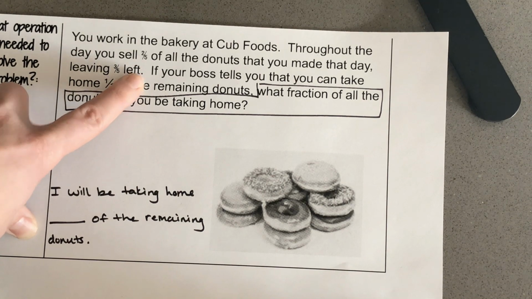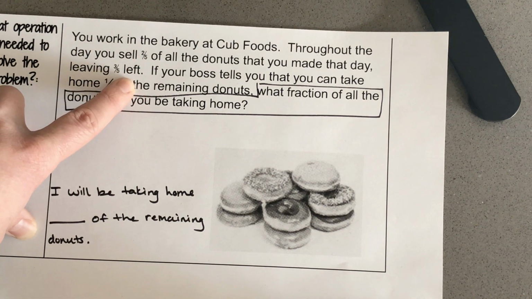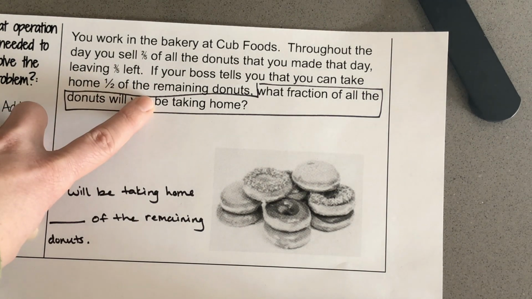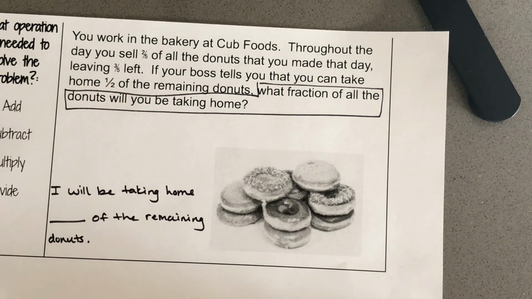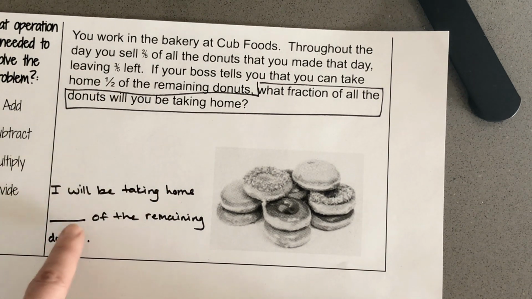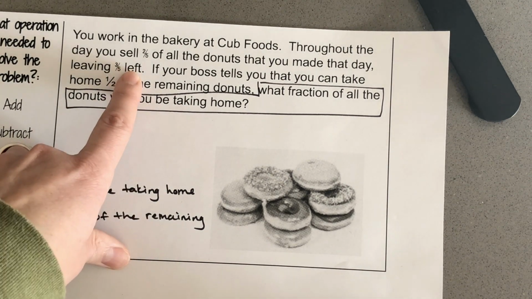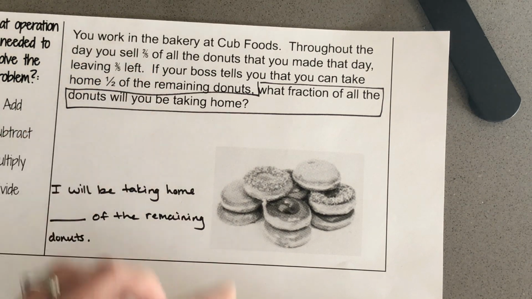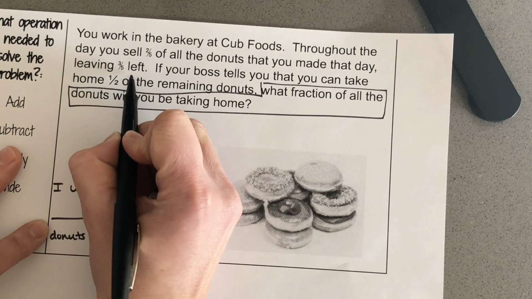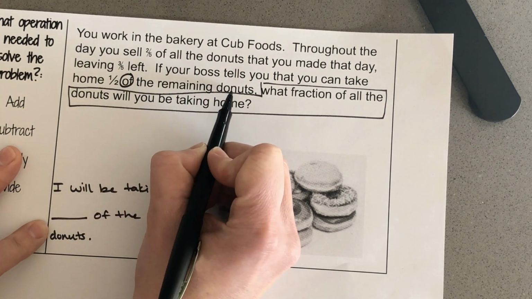Okay. Left, that tells me subtract, right? If your boss tells you that you can take home half of the remaining donuts, what fraction of the donuts will you be taking home? Half, this is what I'm trying to figure out. I'll be taking home blank of the remaining donuts. So this left right here doesn't really tell me. I'm looking for a fraction of the remaining donuts that I get to take home. I get to take home half of the remaining donuts.